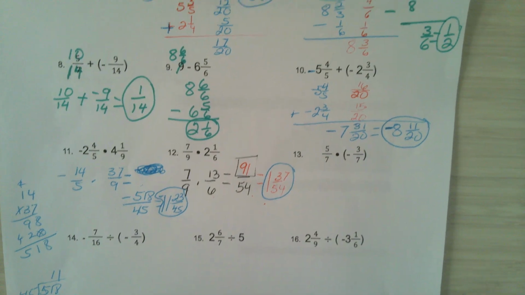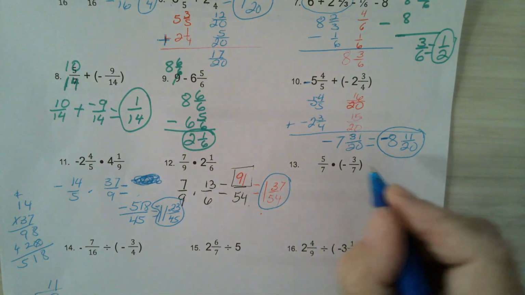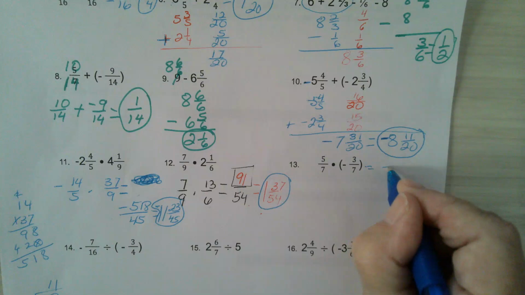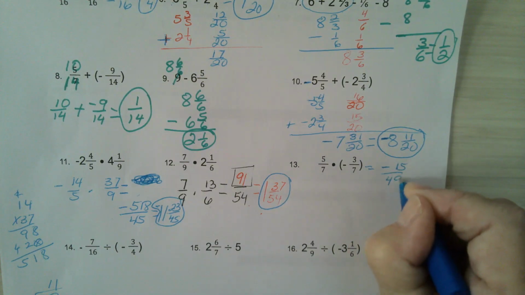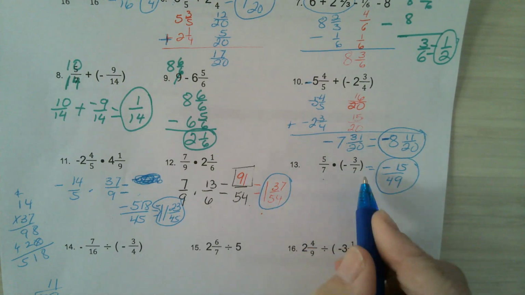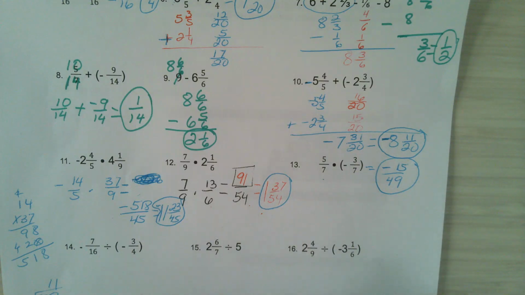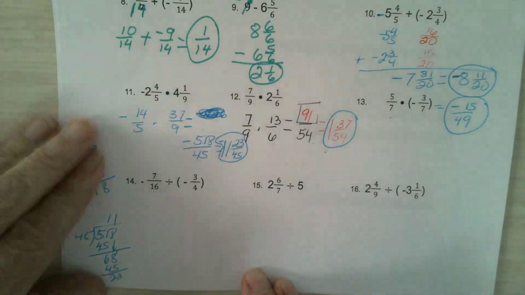Okay, let's go to problem number 13. On this one, the answer is going to be negative 15 over 49. Don't forget, when you multiply, you have to take 7 times 7. Any questions on that? All right, let's go to number 14.